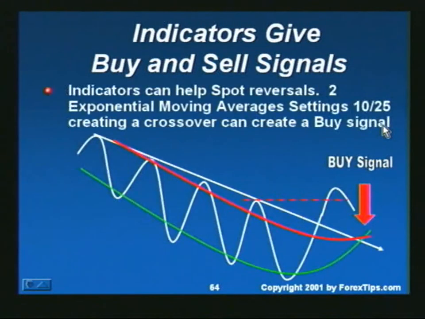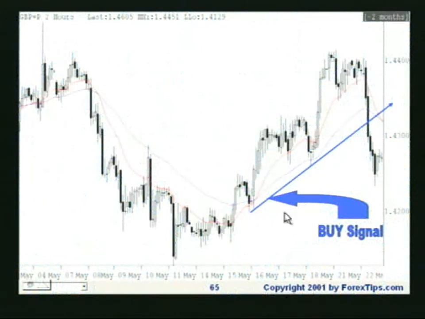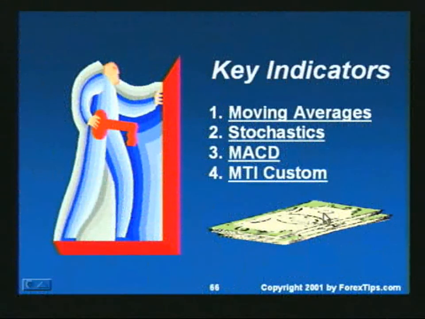Now, indicators give buy and sell signals in an uptrend as well. Look at how here it's crossing over from the south going to the north. See, look at how this gave a buy signal here. The market was going down, gave a buy signal here, went up, giving a sell signal here. The market's constantly on the move.